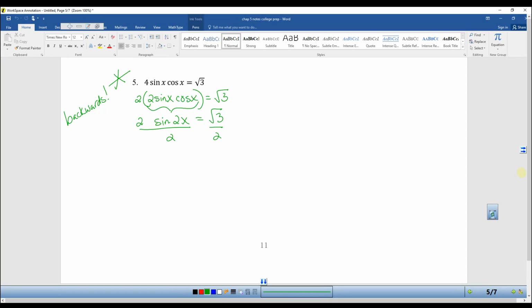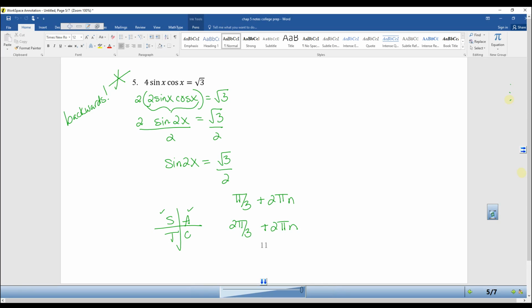In case you've forgotten from chapter 4, when you have a double angle, you want to pretend that that double angle, that 2, is not there until the very last second. And I see that I have sine of 2x equal to the square root of 3 over 2. So when is sine equal to the square root of 3 over 2? At pi thirds. And then according to my forecast, it's also in quadrant 2. So also 2 pi thirds plus 2 pi n.